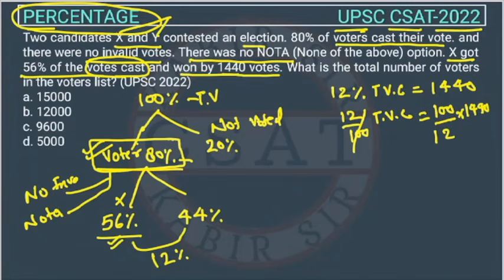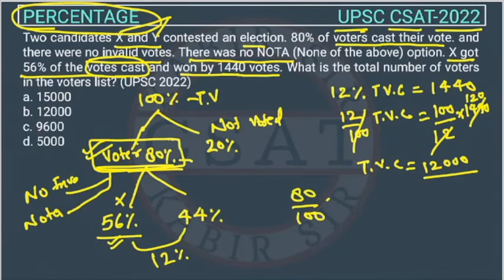Okay, so this 12 will cut this one, right? One time, then 2, and then 0. So total votes cast is 12,000, right? So total votes cast are how many? 80% of total votes available. Total votes available, because 80% of people voted, right? So this 12,000 is equal to 80% of total votes available, right?